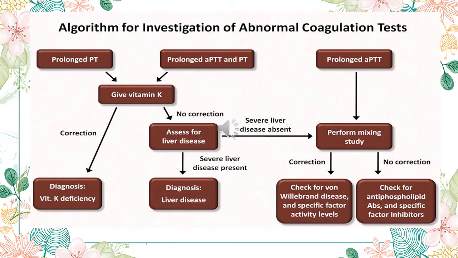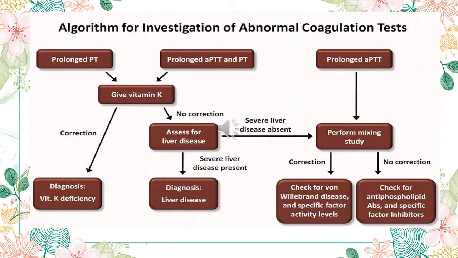What's meant by correction? That I am adding a normal plasma to the deficient plasma, or the patient plasma, and the PT is not corrected. The PTT is not corrected. That means that the prolongation is not due to deficiency of the factor, as I'm adding normal factor and no shortening of PT and PTT occurs.